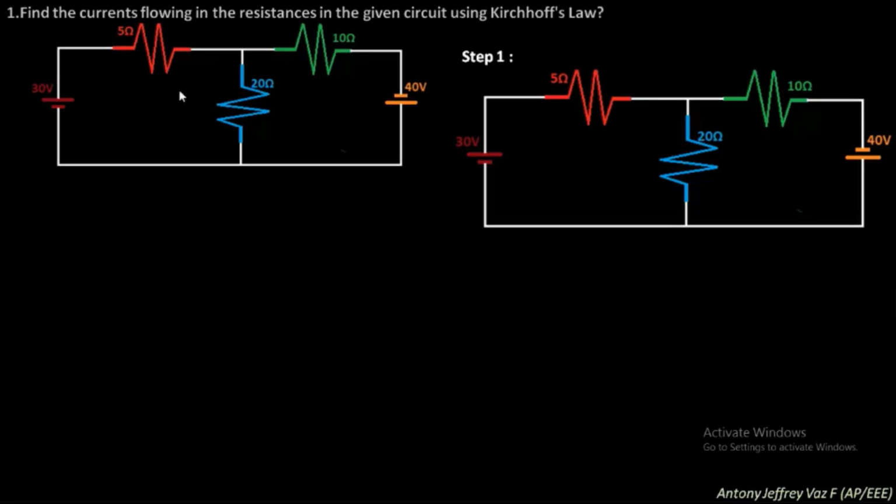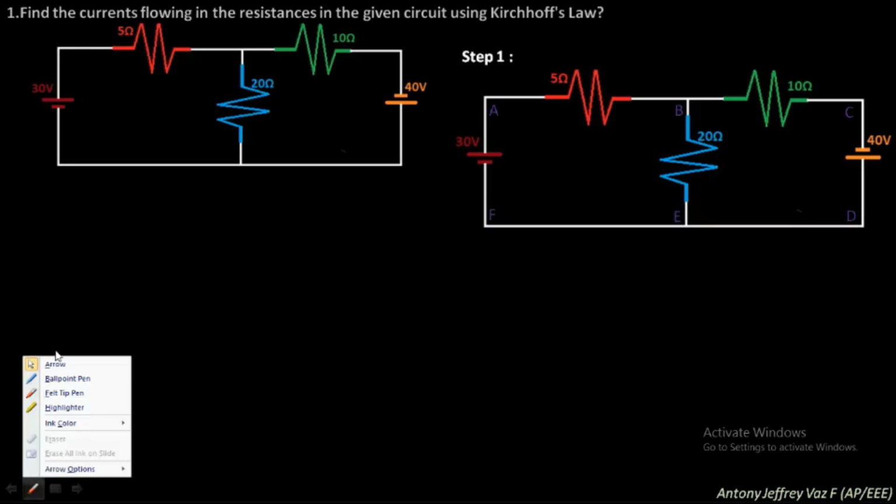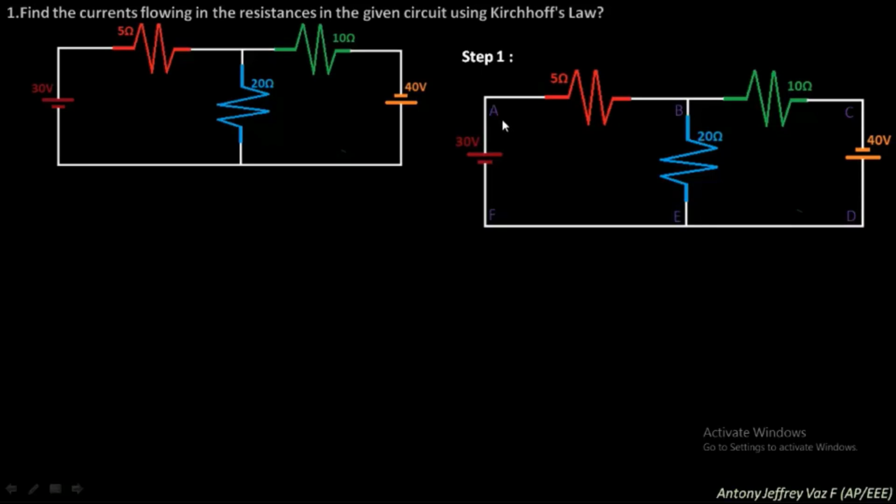Step 1 is you need to redraw the circuit. From the question paper, you redraw the circuit in your answer paper. Then mark the points. You mark this junction point as A and this junction point as B, C, D, E and F. This is step 1.